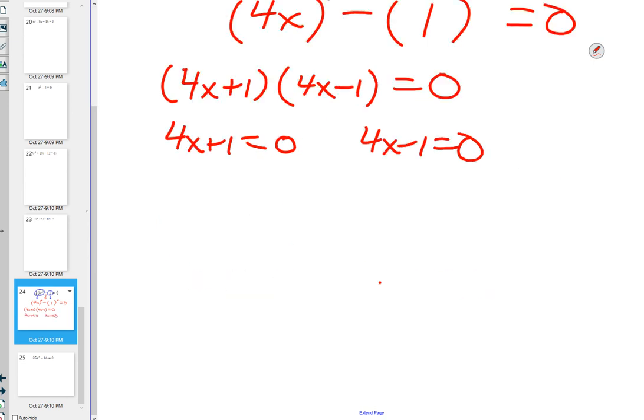Solve each one. This x ends up giving me negative 1 over 4. This one gives me positive 1 over 4.